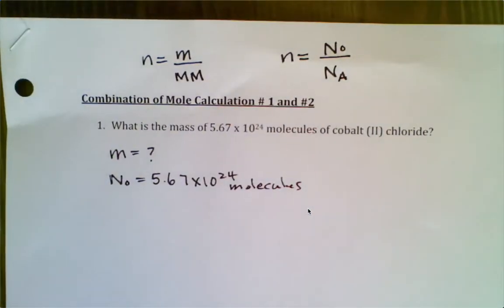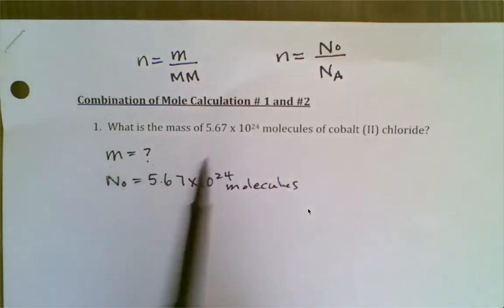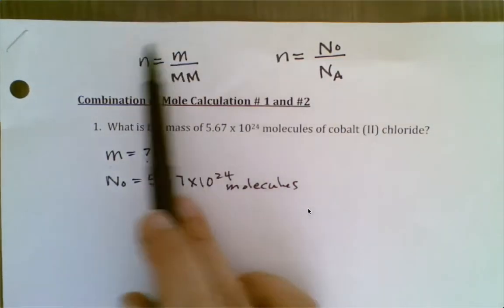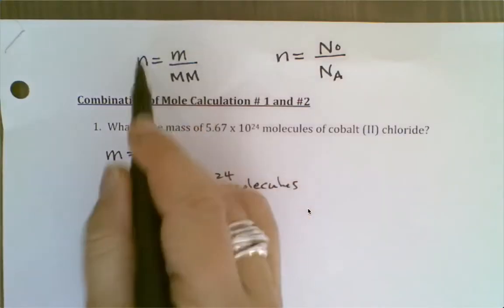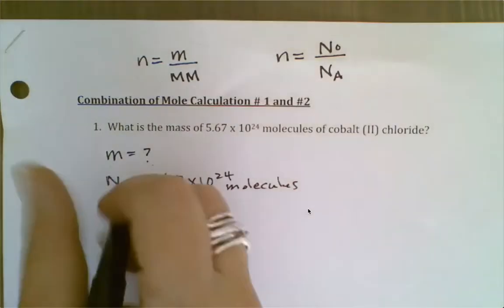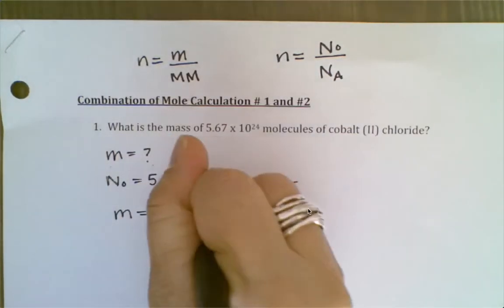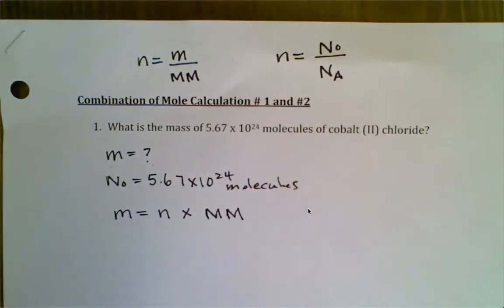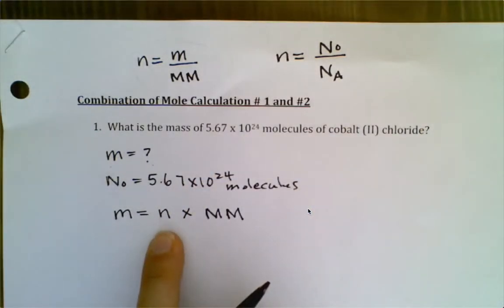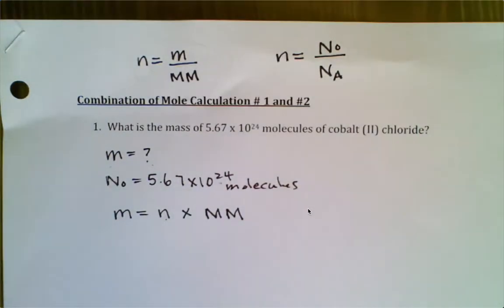Now there's only one formula out of the two that has mass in it. So I know that I'm going to get my target equation from mole calculation number 1. So my target equation in this case, when I go to rearrange this formula, is mass equals moles times molar mass. Now in this case, I don't have moles. I cannot just substitute molecules for moles. They are not the same thing.